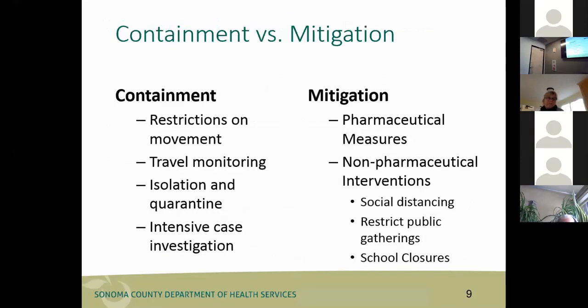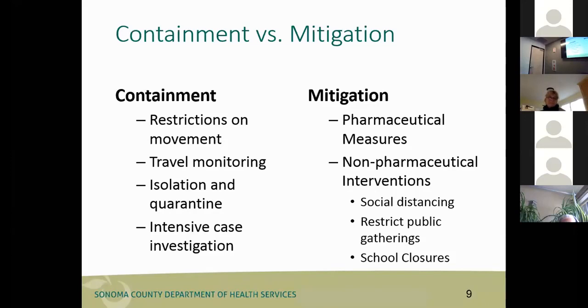I also want to talk a little bit about containment versus mitigation. We're hearing this a lot in the news. Containment is restrictions on movement, travel monitoring, isolation and quarantine, and intensive case investigation. This is taking a person who is infected with a certain disease and trying to contain what's happening by putting rings around them, doing these contact investigations, and trying to identify everyone who is exposed and then put in the proper systems so that they are not infectious to us.